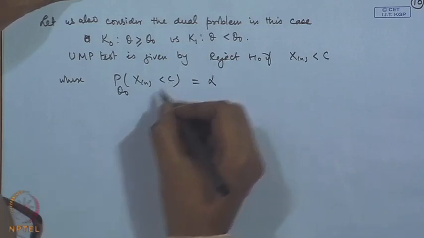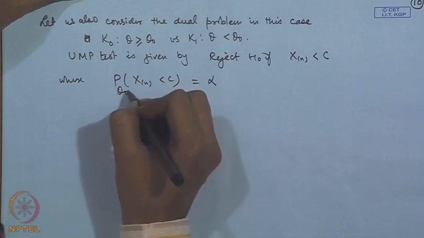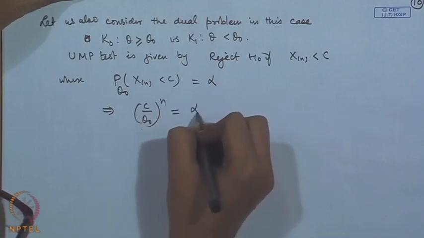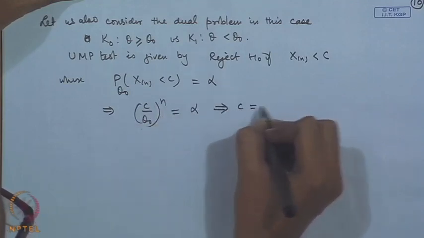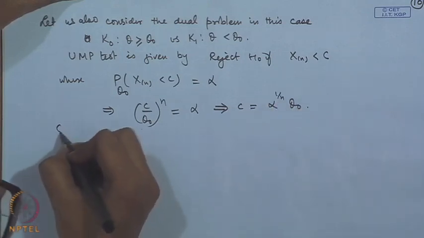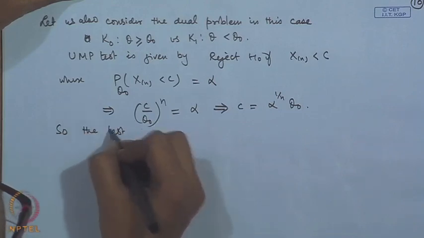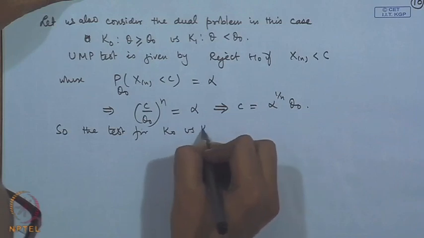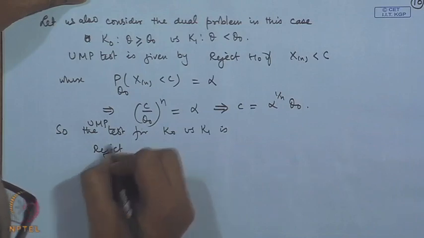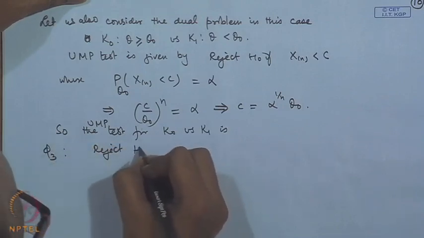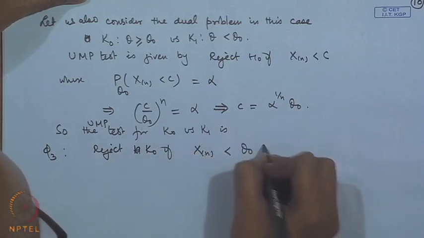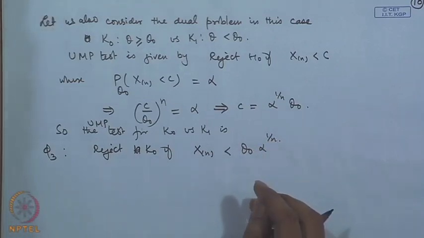Now, once again, when theta is equal to theta naught, this value is equal to c by theta naught to the power n, that is equal to alpha. That means c is equal to alpha to the power 1 by n times theta naught. So, the test for k naught versus k 1, this is the UMP test. Let me call it phi 3: reject k naught if x n is less than theta naught alpha to the power 1 by n.